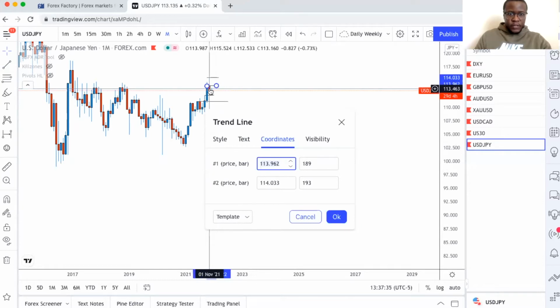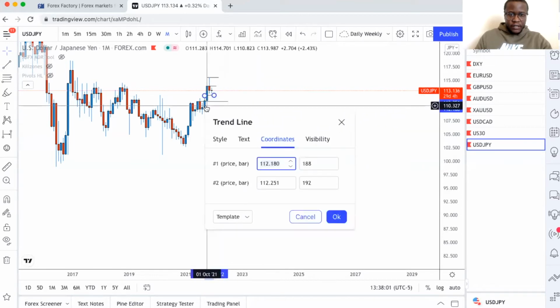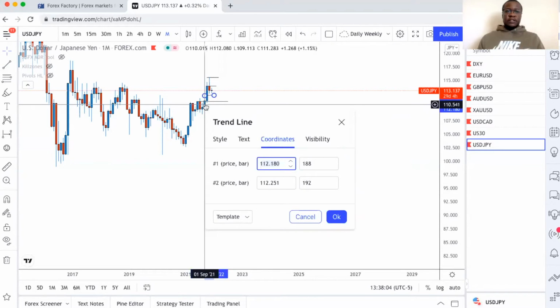You want the opening, which is 113.987. You want to round that down to 985. And this level as well. You want the high. You want to round it up. So if this is coming down, you want to round it up. And if price is going up, you want to round it down, if that makes sense.